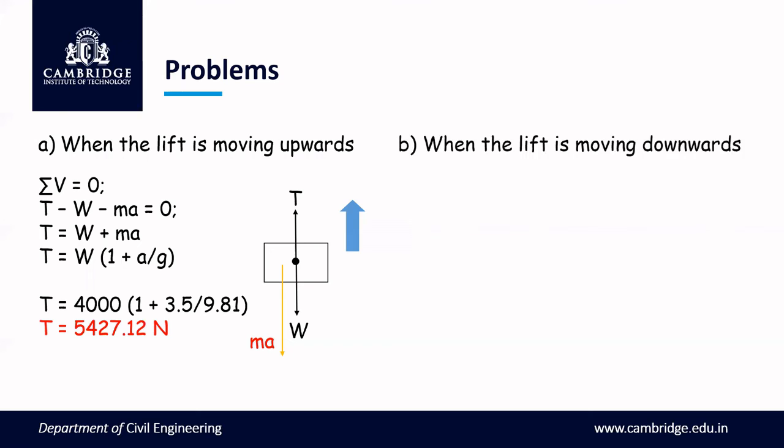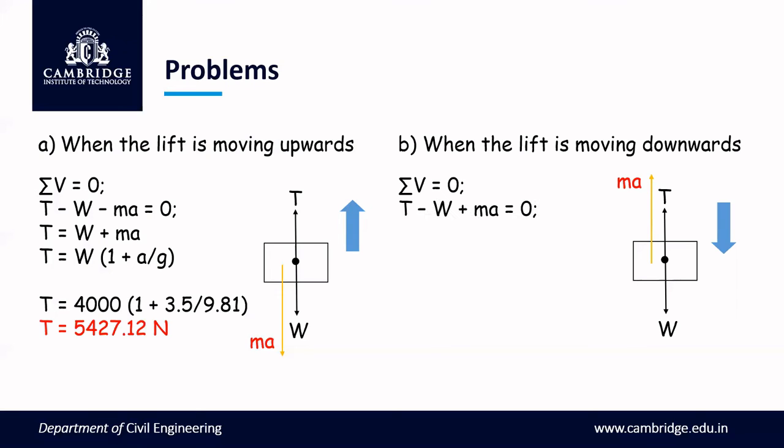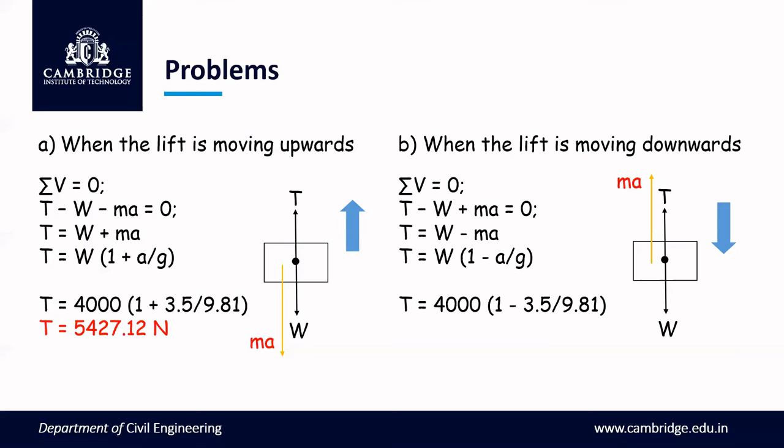When the lift is moving downwards, if I consider the same free body diagram, you can see the lift is moving downwards, so there's an inertia force which is acting upwards. So sigma V is equal to 0 and T minus W plus MA is equal to 0, which would give us T is equal to W minus MA, or T is equal to W into 1 minus A by G. If we substitute all the values that we know, then T is equal to 4000 into 1 minus 3.5 divided by 9.81, which would give us an answer of the tension of the string to be 2572 Newton.